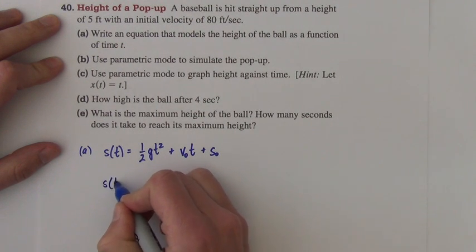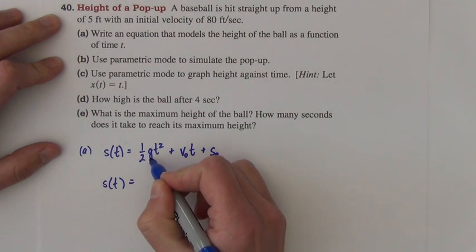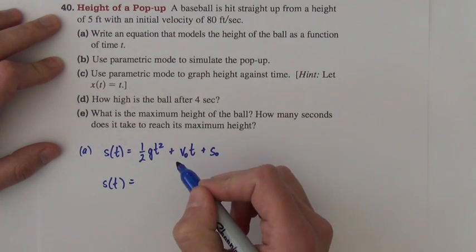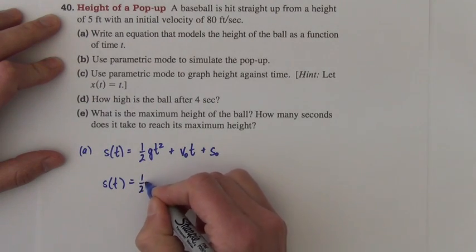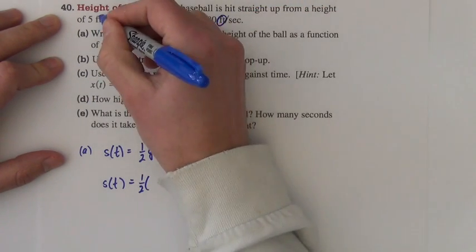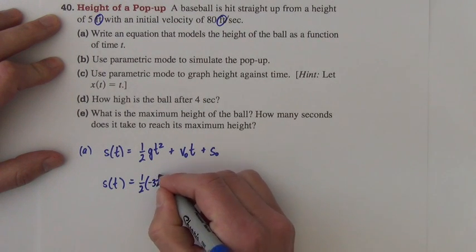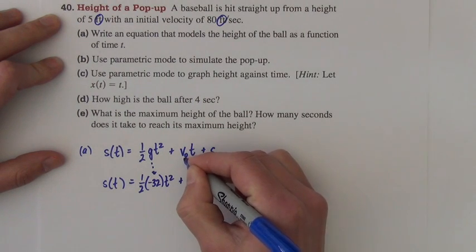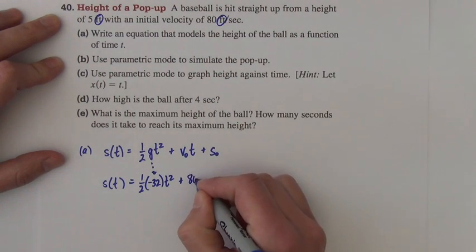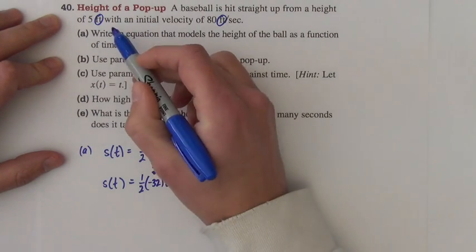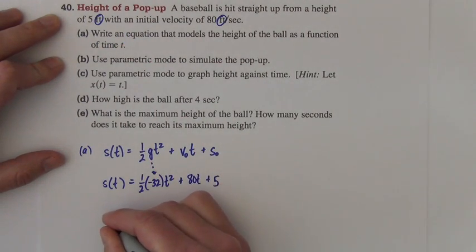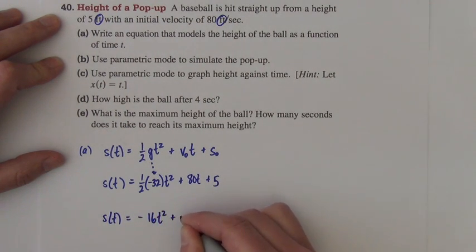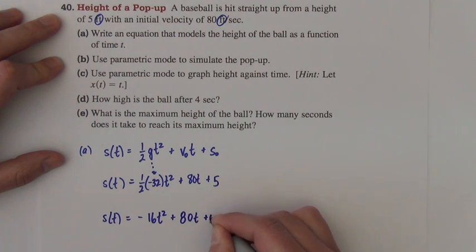In this position model, g is the constant of gravity, the gravitational acceleration constant. Since our units are in feet, in this particular problem we'll use -32 as our approximation for g. v sub 0 is the initial velocity, and the problem tells us that's 80. And s sub 0 is the initial height, so 5. So we get an equation: s of t equals -16t squared plus 80t plus 5.